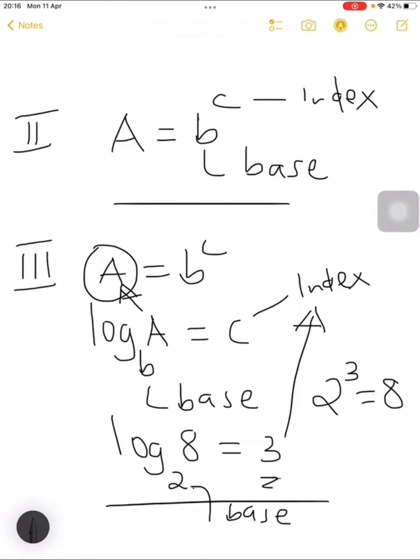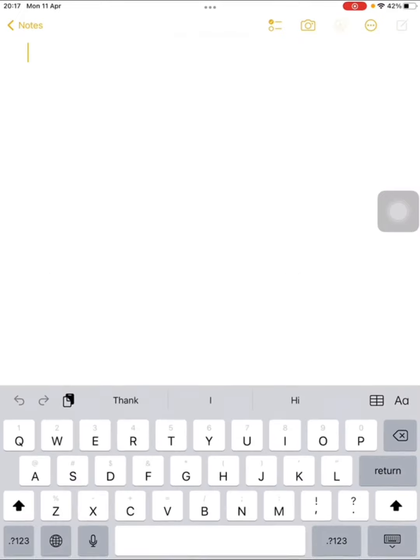And you know, when you already identify what your index or power and your base are, then knowing what to have here is just so easy. So let's have some examples now on how to express in either log or index form.